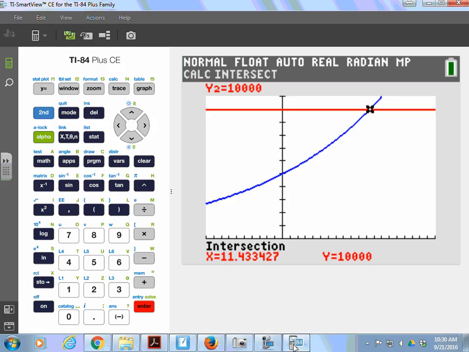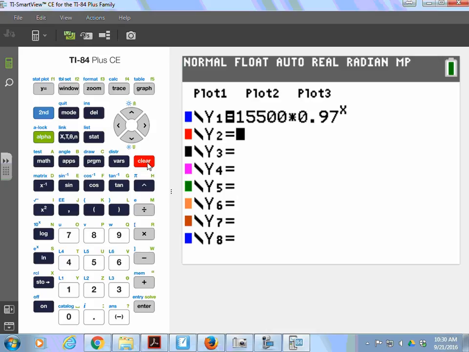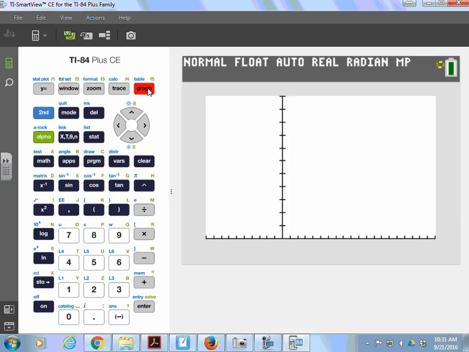All right, so let's look at it. Y equals 15,500 times 0.97 to the power of x. And 8,000. So if we look at our window, our max goes up to 11,000. That's bigger than 8,000, so that should work. We've got our x max up to 20. That might be big enough. I'm just going to use that window then and graph it.